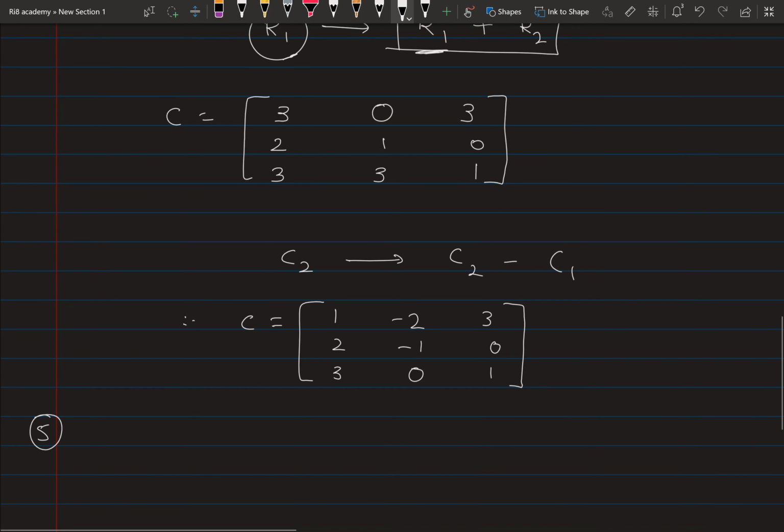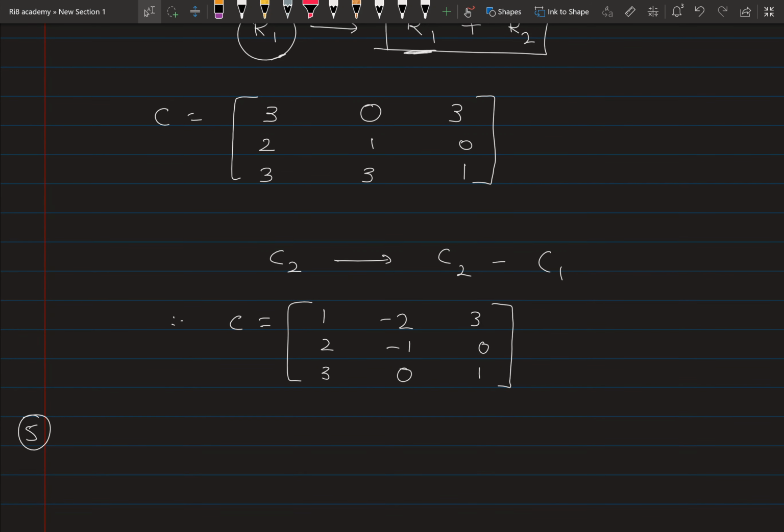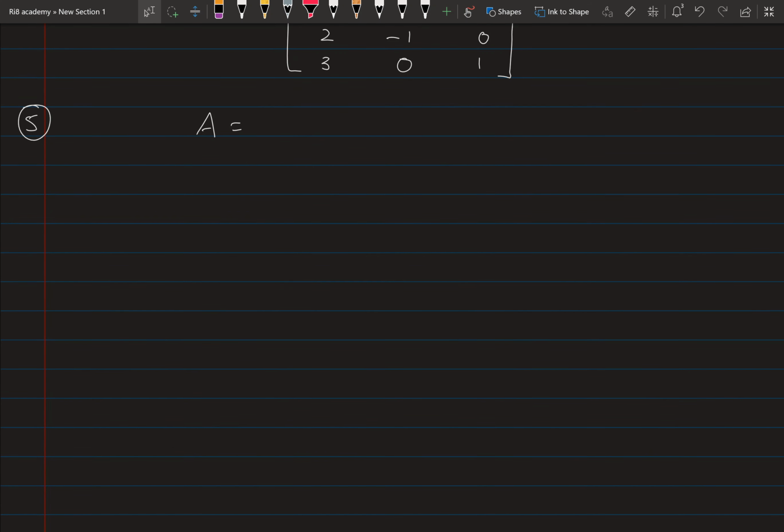Okay, now we go for number 5. A little bit tough. Now suppose I have another matrix A. In A we have 1, minus 1, 3, 2, 1, 0, 3, 3, 1. It's the same one again. I just copied it as it is. Now I want to go for the operation R1 gives R1 plus 2R2.